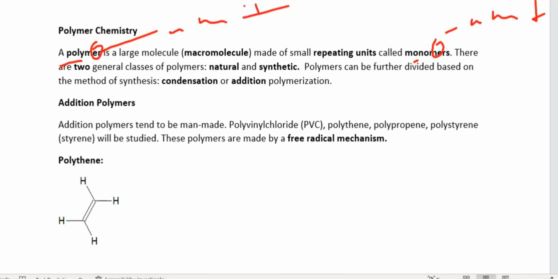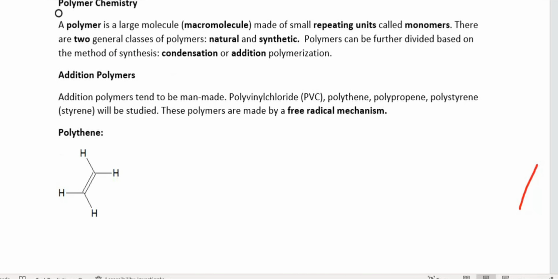So your polymer is made up of this repeating unit, this 1 unit which repeats over and over and over until you get millions and billions of molecules. Now, there are 2 general classes of polymers, as you can clearly see on the paper. You have natural and you have synthetic. Natural polymers, I would say, are God-made. Synthetic polymers are man-made polymers.